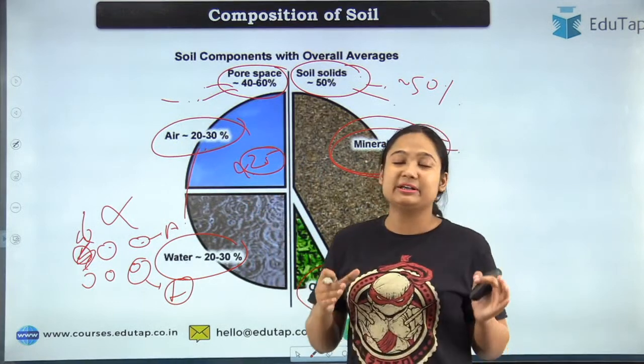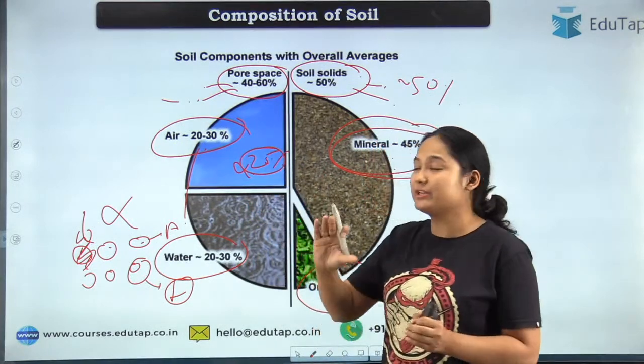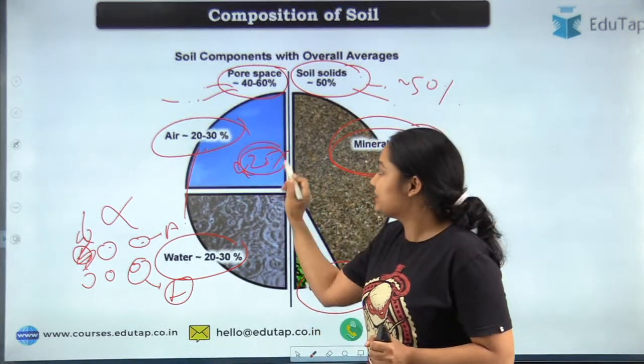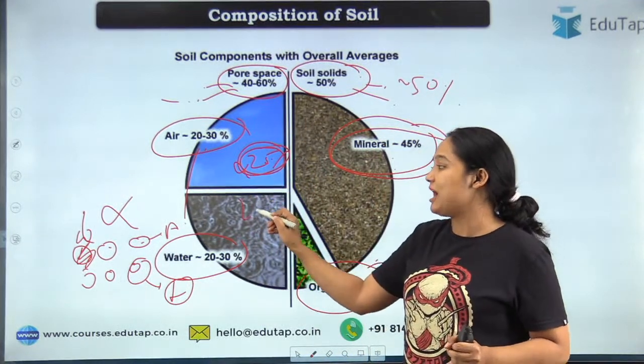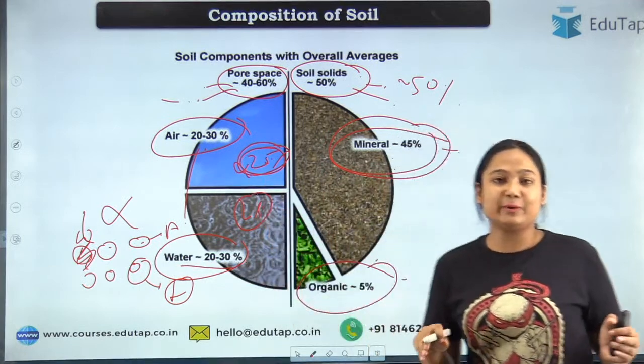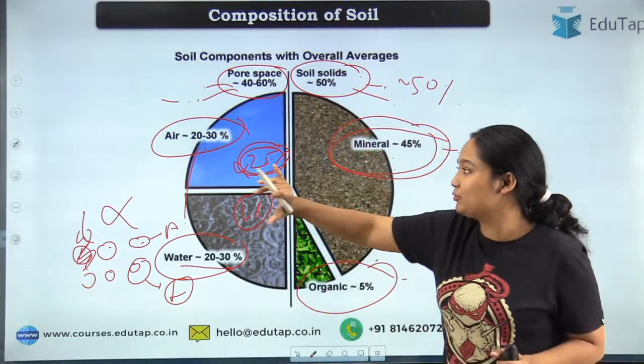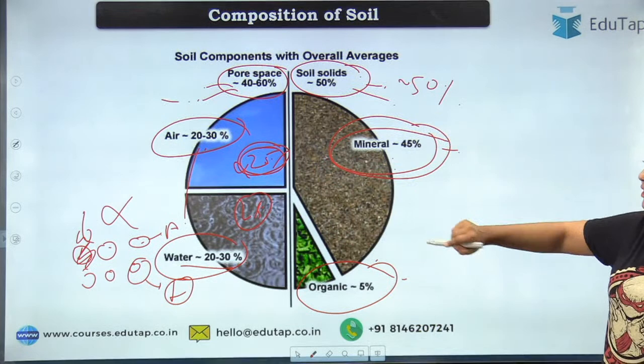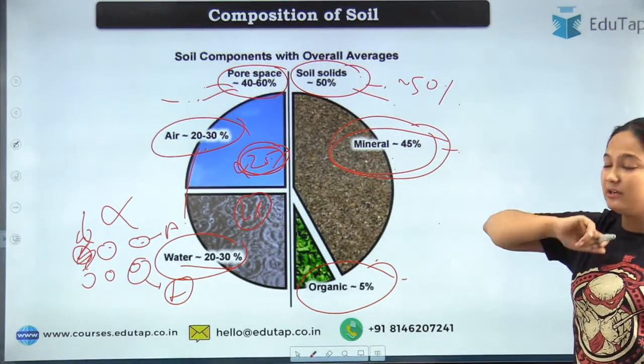So this is the range, but if a definite amount is given, just say half of 50, 25-25. So let's go with 25% water, 25% air. That's how you can remember it. This is quite an easy part. Now we will move to the more difficult part.